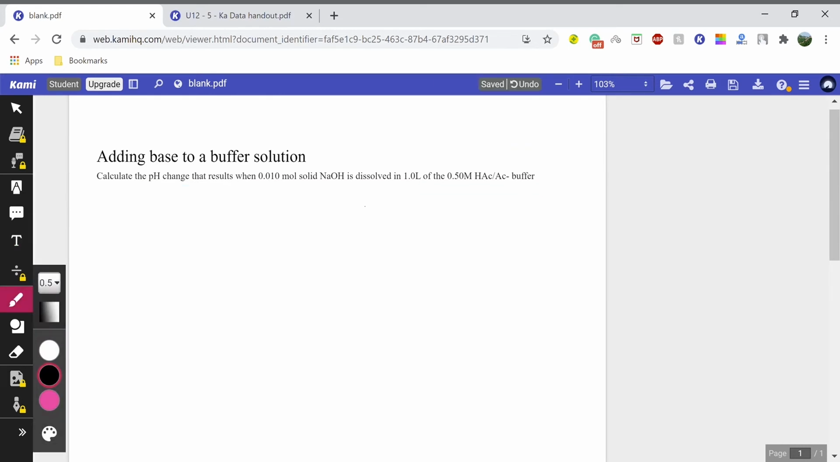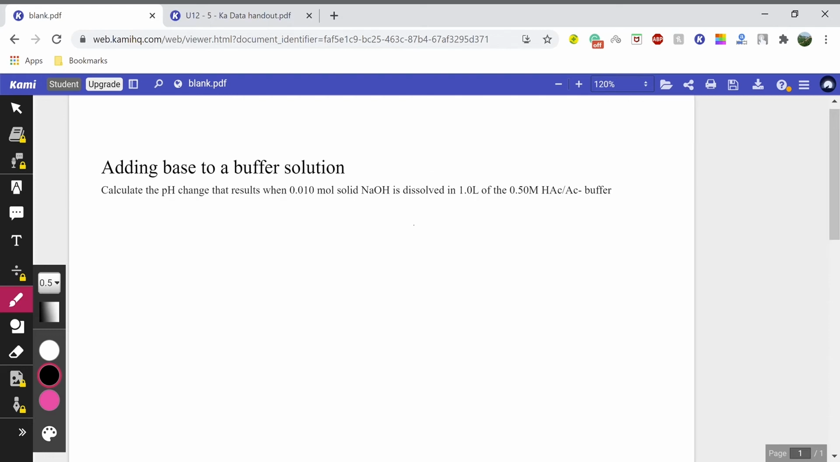I think you know that solid NaOH is a strong base, so it will dissociate completely. Large amounts of OH ions will have an affinity for the H plus in acetic acid. Although HAc is a weak acid, OH is a strong base, which will cause the reaction to proceed to completion. Our equation will be HC2H3O2 plus OH minus yields C2H3O2 minus, which is the acetate ion, plus H2O.